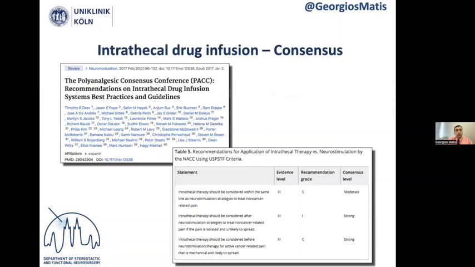A very interesting paper, the Polyanalgesic Consensus Conference, was published in Neuromodulation in 2017. To keep it short, if you have patients with tumor pain, then you should start with the intrathecal therapy with or without opioids. If you have patients with non-tumor pain, then you should start with spinal cord stimulation or with therapies that are stimulating the nerves.